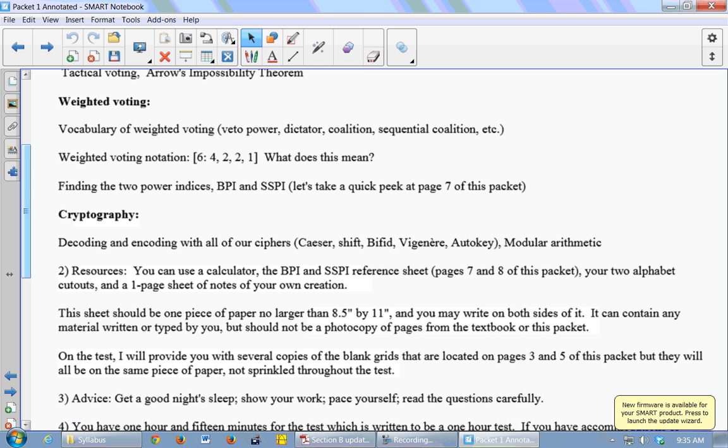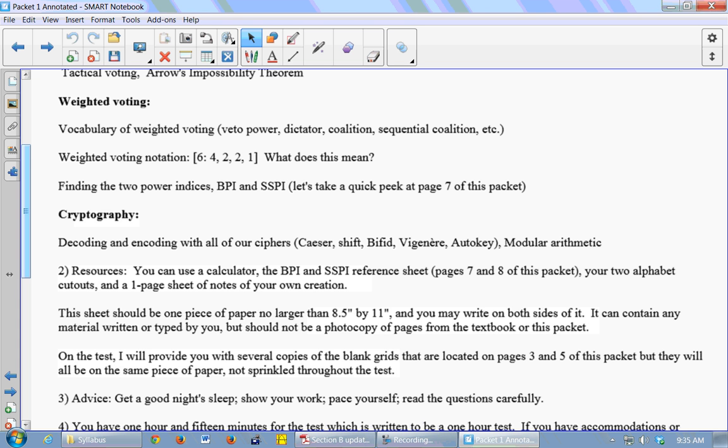By themselves. A dictator is someone who can meet the quota by themselves. Yep. What is veto power? We never explicitly discussed it in class, just asked you to read about it. Yeah, someone who is not a dictator. They don't have enough votes to be a dictator, but they have the ability to veto anything because there's no way to create a winning coalition without them.